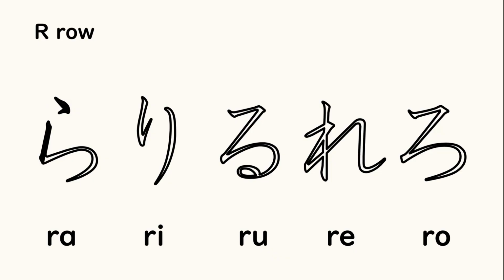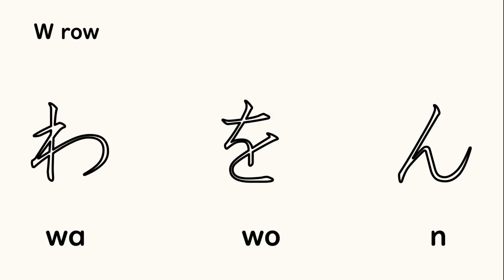Ra, ri, ru, re, ro. Wa, wo, n. Well done so far. Next, let's look at contracted sounds, double consonants, and long vowels.